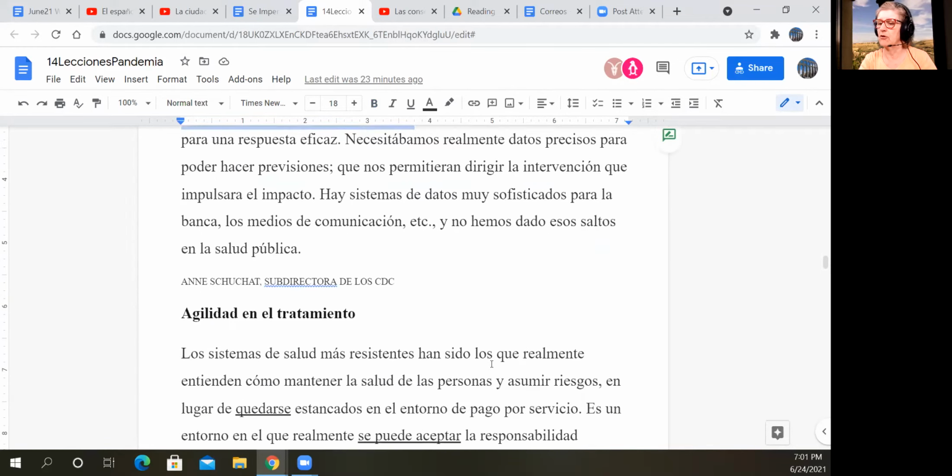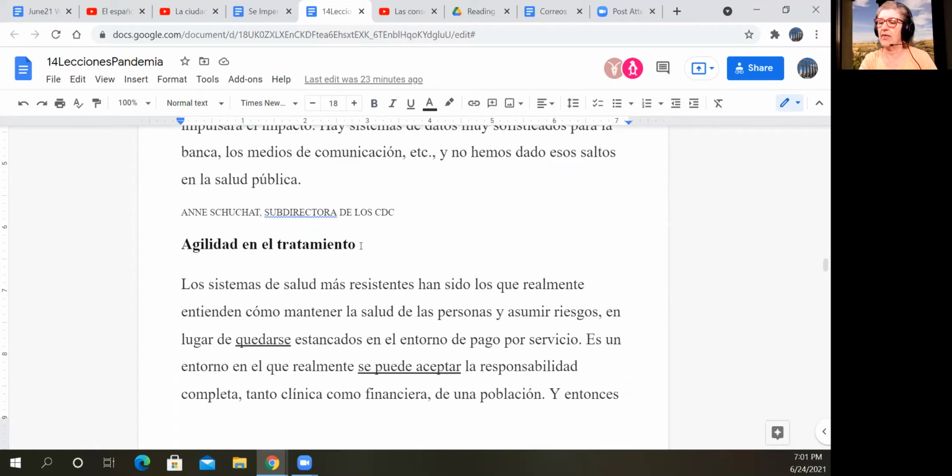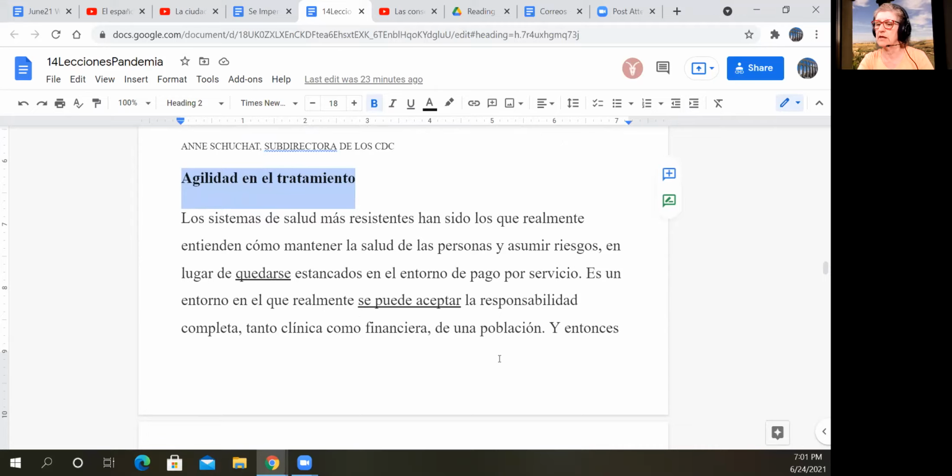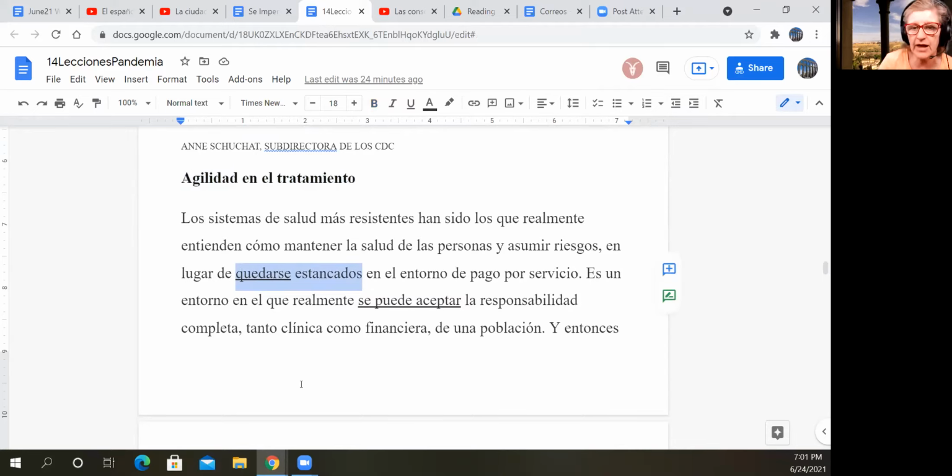Y no tenemos aquí. Agilidad en el tratamiento. Agility, quickness, nimbleness in treatment, mm-hmm. Right? Sí. Otra vez, quedarse. Pero aquí, en lugar de quedarse. This quedarse is a little bit different than the other quedarse. The other quedarse was quedarse en casa. And that was strictly saying stay in a place. In that case, en casa, right?